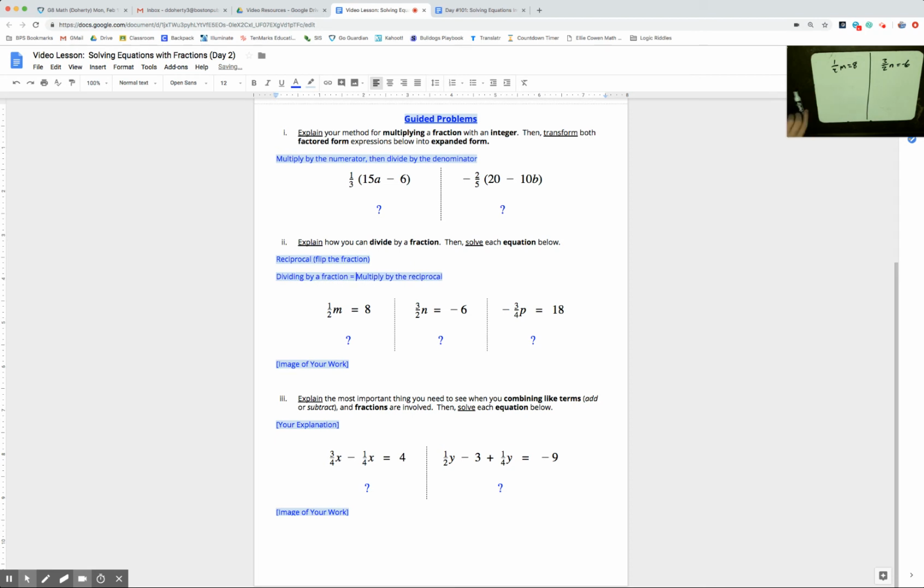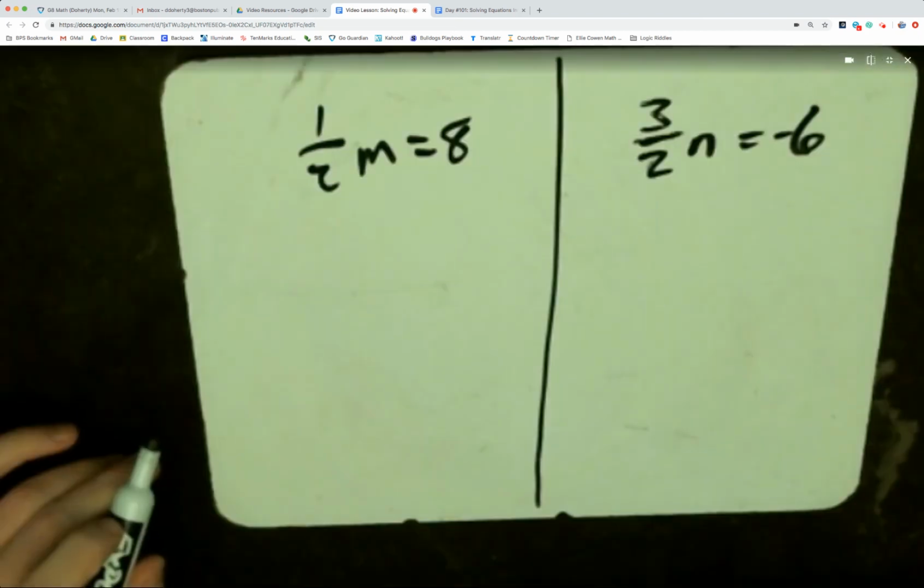This has to do, again, with dividing and multiplying being opposites of each other. So if we just divide by a fraction, that means flip the fraction upside down and then multiply. What does that look like in practice here?